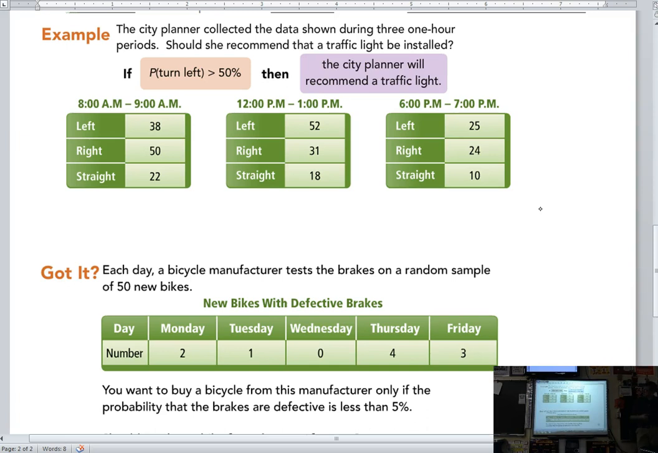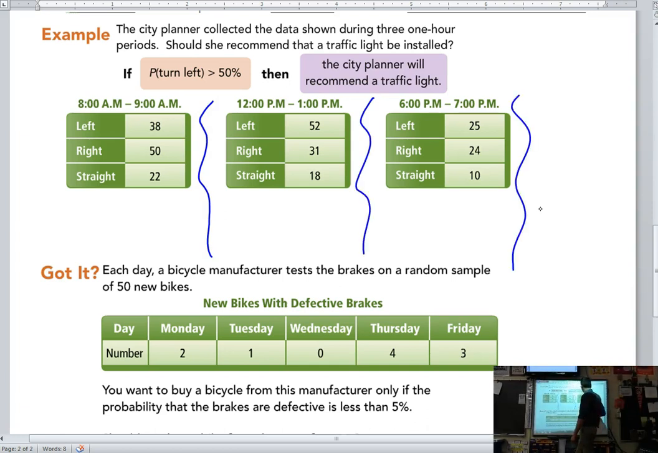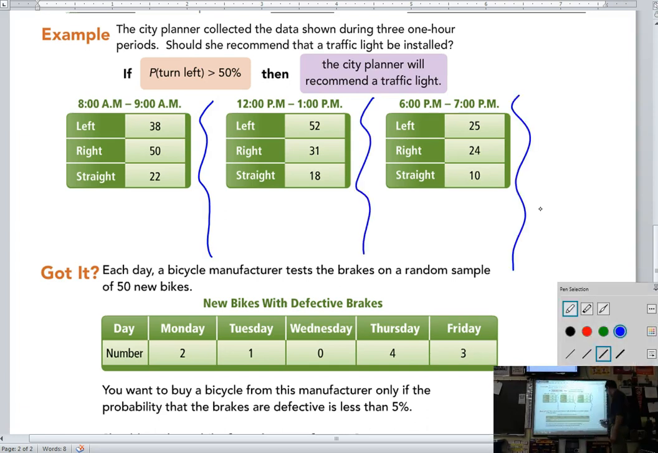So, what do you think? Take a moment to analyze the data. If you were the city planner, what would you think based off this data? Or if you were the person that got the data from the city planner, and they say, okay, here, boss, here's your data. We could shorten and just say P of L for probability of turning left.